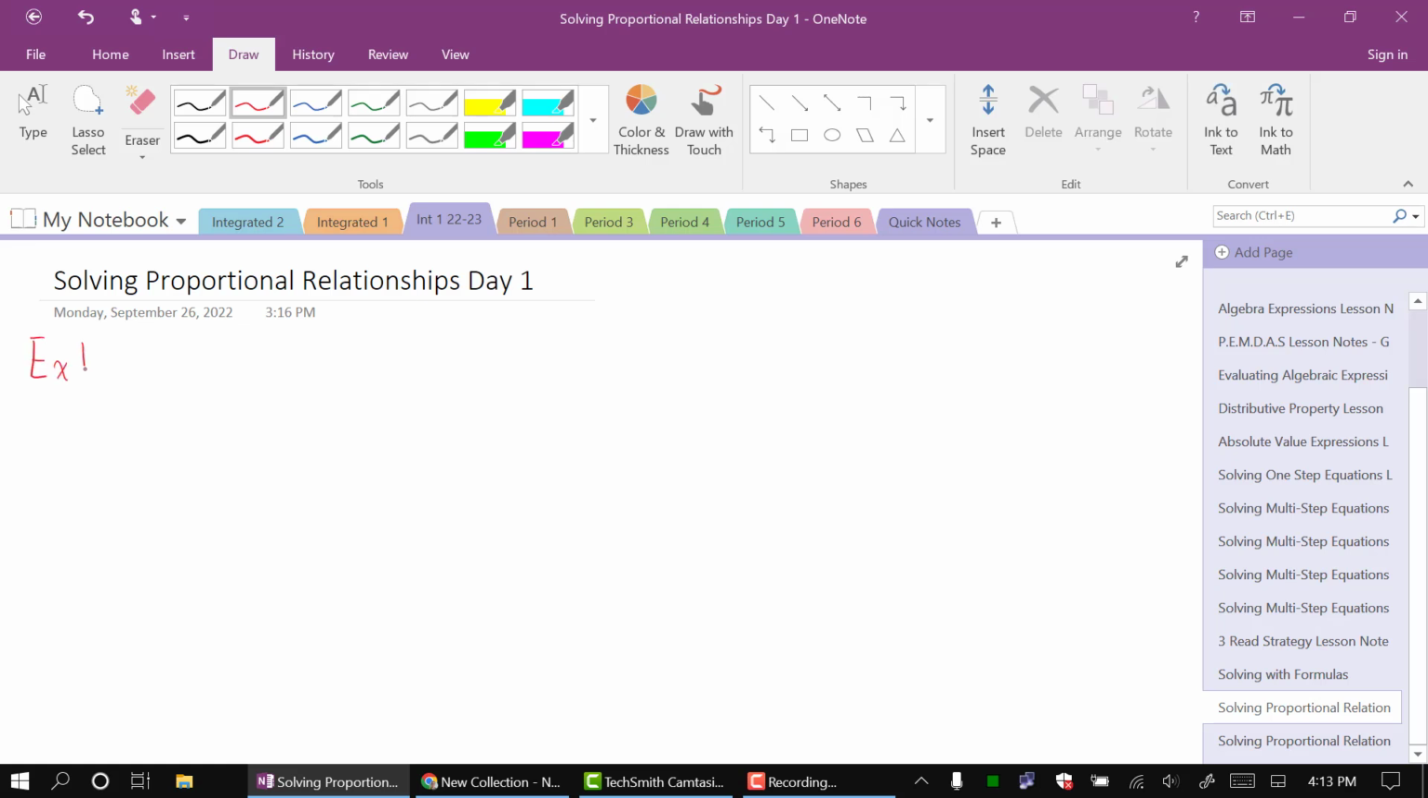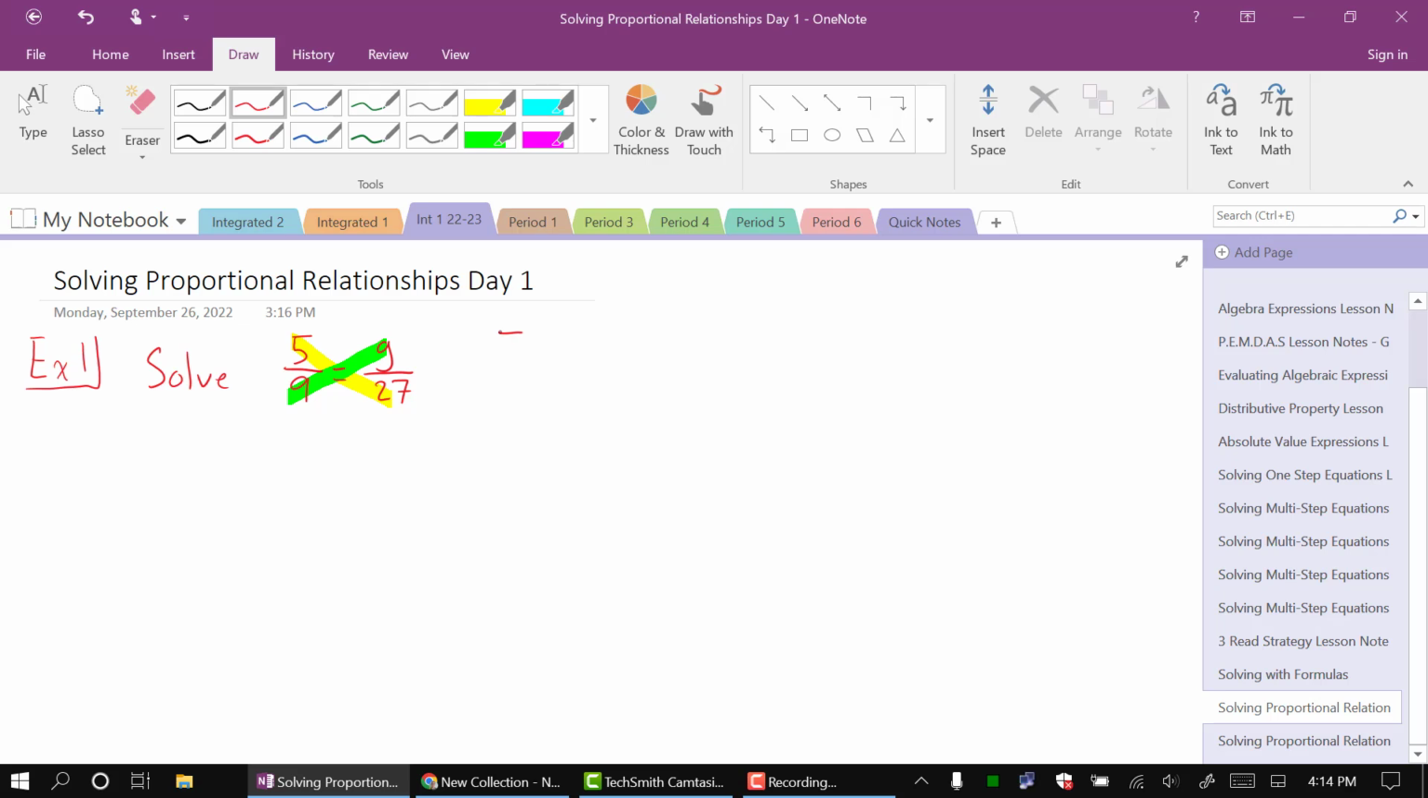So example 1, we want to solve 5/9 equals g over 27. So the way we're going to approach these problems is we're going to use cross multiplication or the butterfly method. So I'm going to multiply 5 times 27 and I'm going to multiply 9 times g.